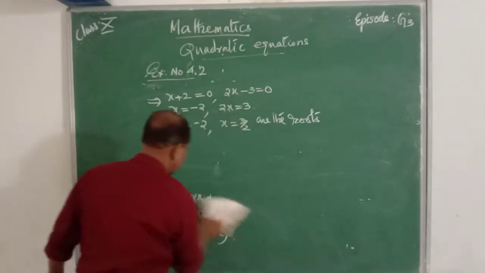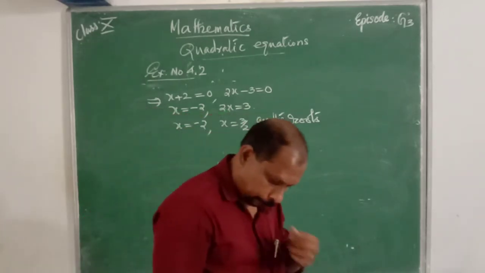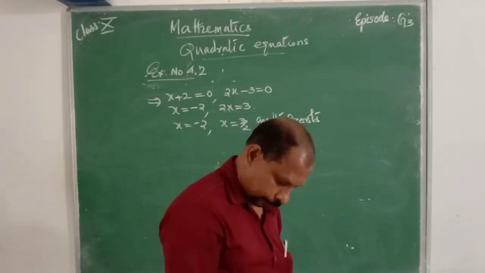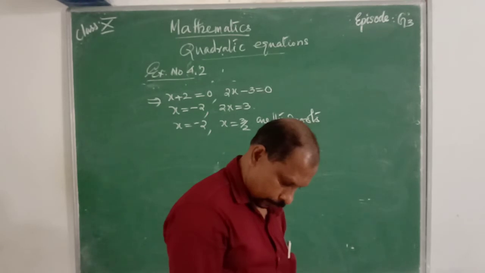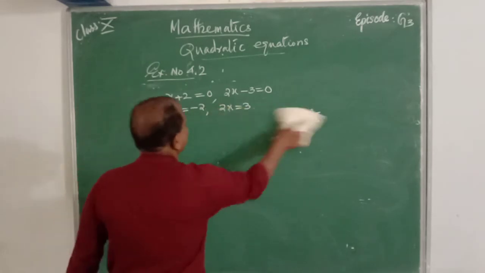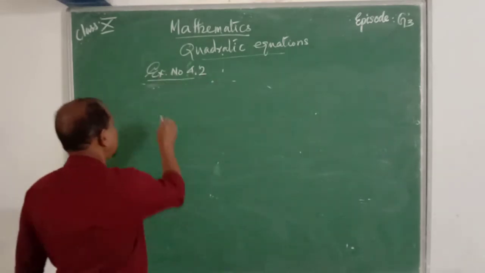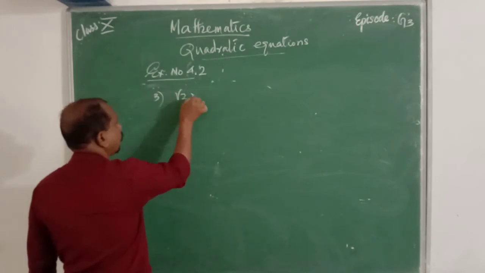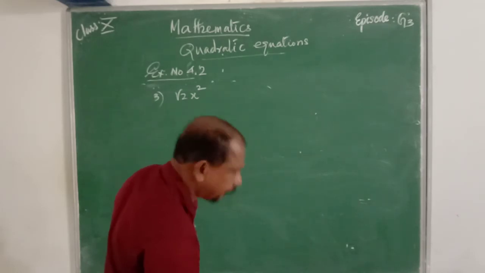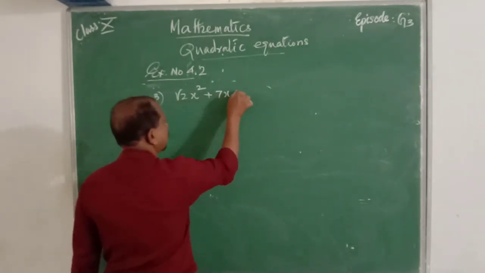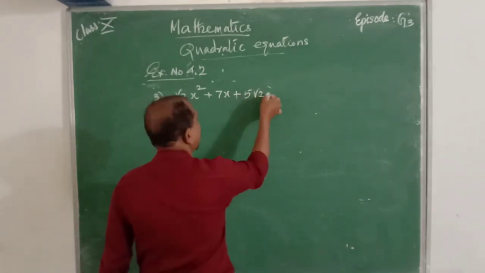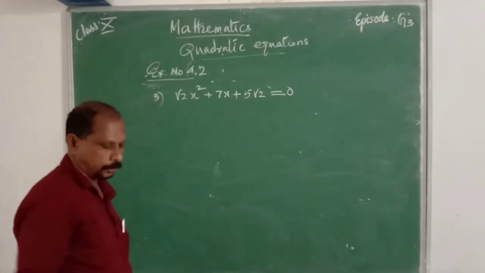Then the third question is root 2 x square plus 7x plus 5 root 2 is equal to 0. That is the third question.